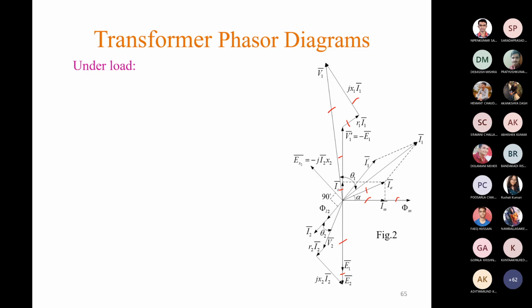So now we have to draw the other quantities. First of all, draw I2 and V2. I2 will lag V2 by an angle of theta 2. So here V2 and I2 are drawn, and the angle between V2 and I2 is theta 2. Now, in parallel with I2, draw I2 R2. This line and this line are in parallel.